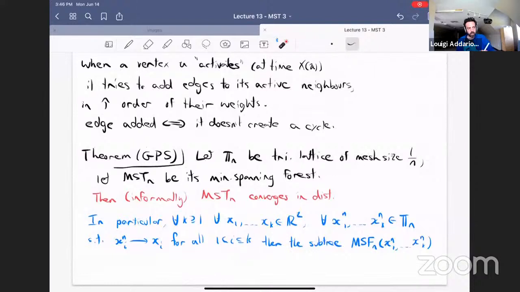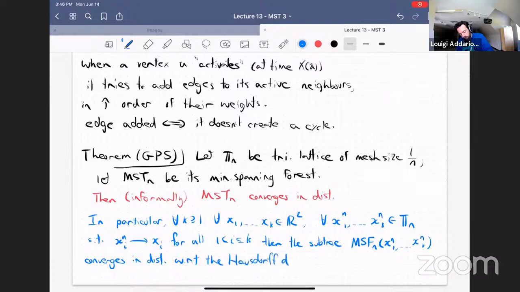And that tree converges. So that subset of the lattice converges in distribution with respect to the Hausdorff distance on closed subsets of R2. Okay, so that says that there's some sort of consistency in these pictures as the mesh size gets small.